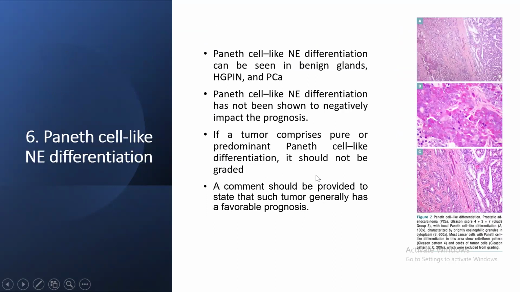Then there is one entity which is Paneth cell-like neuroendocrine differentiation. Now this entity has to be distinguished from treatment-related neuroendocrine carcinoma, because in prostatic adenocarcinoma, especially when it is a higher grade, we may find Paneth cell-like differentiation, where we can find cells with neuroendocrine differentiation having granular eosinophilic cytoplasm and abundant cytoplasm.